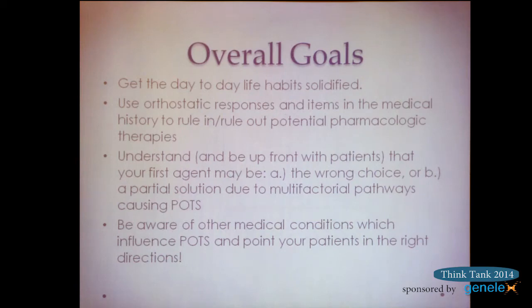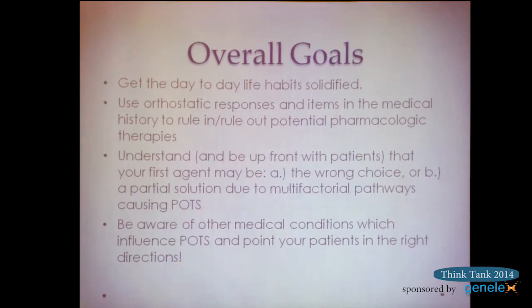And then understand and be upfront with patients that your first agent may be A, the wrong choice, and B, a partial solution due to some of the multifactorial pathways causing POTS. So some patients will need something that brings down the heart rate as a predominant effect, and then some patients will need that plus something that raises the blood pressure a bit as well. Patience is a virtue in this situation. There's a lot of trial and error, but we use our best judgment.